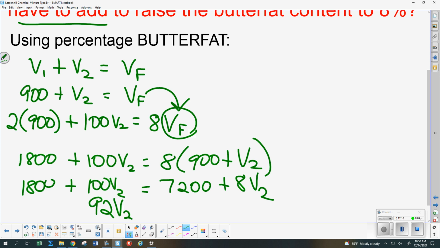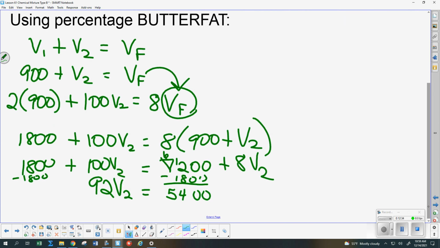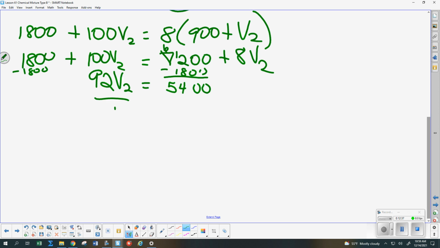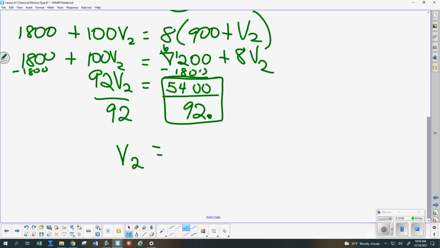So I've seen some heads nod. If I subtract 1800 on both sides, I need to be a little more careful here. 0, 0, I need to borrow. 12 minus 8 is 4, and 6 minus 1 is 5, 5400. And I am going to let you guys help me out with the calculators here. I am going to divide both sides by 92. So what is this 5400 over 92? And please put a decimal in there somewhere for me.